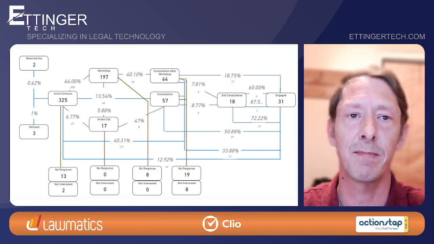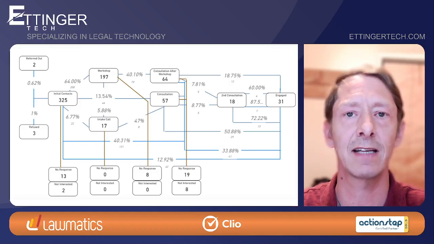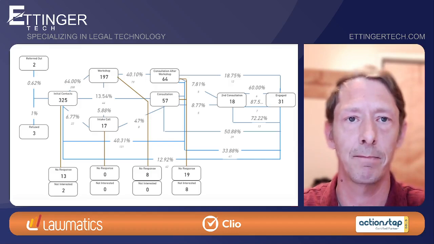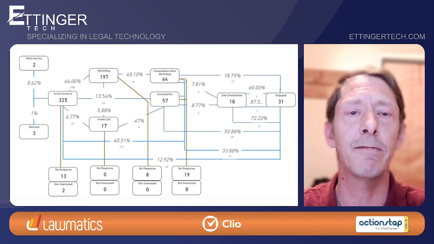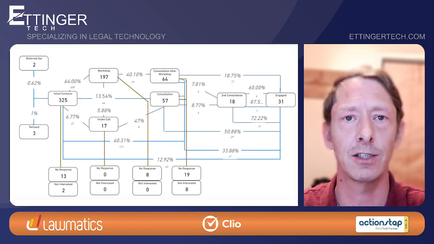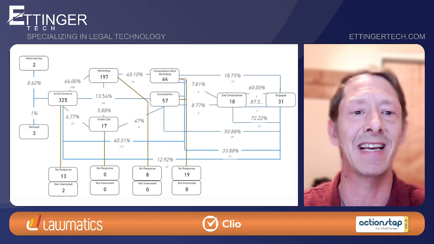Well, that's not always the best idea, because from this chart, we can see the initial contact is not the issue, nor is them registering for a workshop. That part works. We do see that only 40% of those from a workshop are scheduling a consultation. So let the tweaks begin.